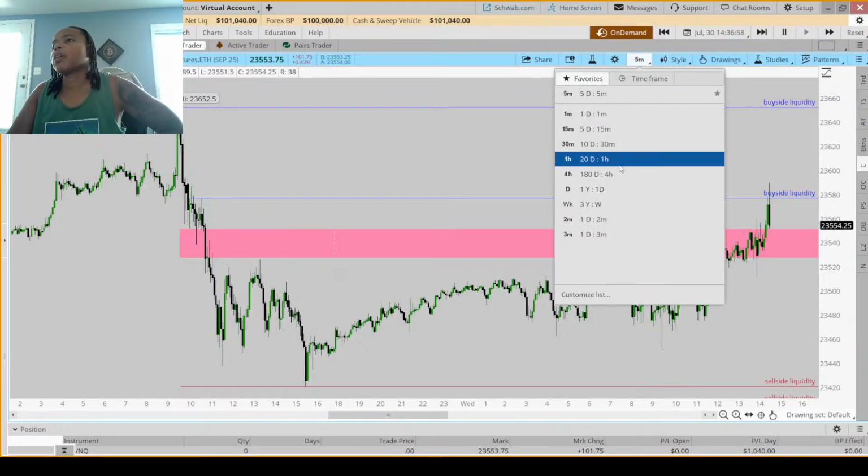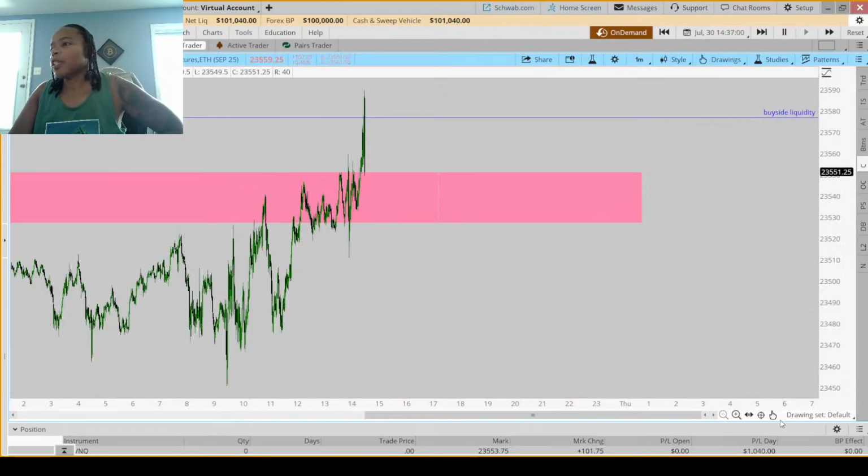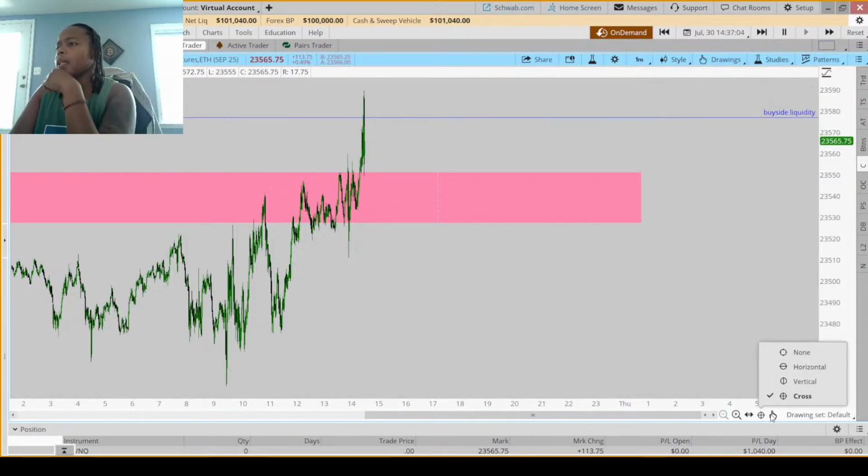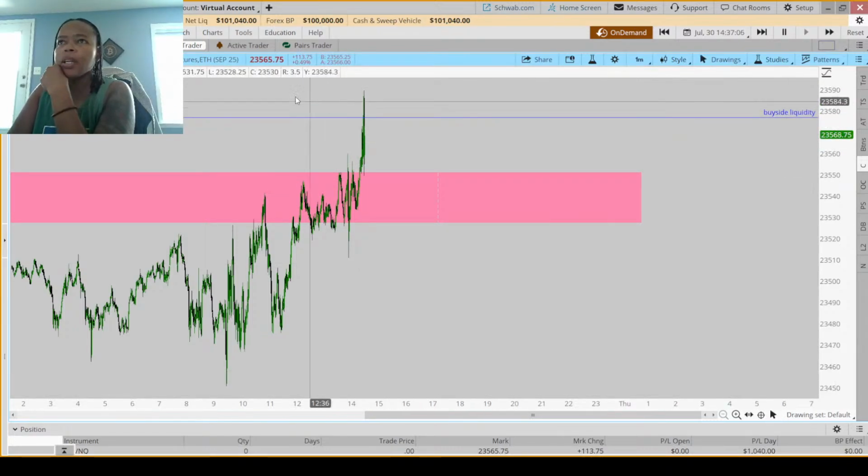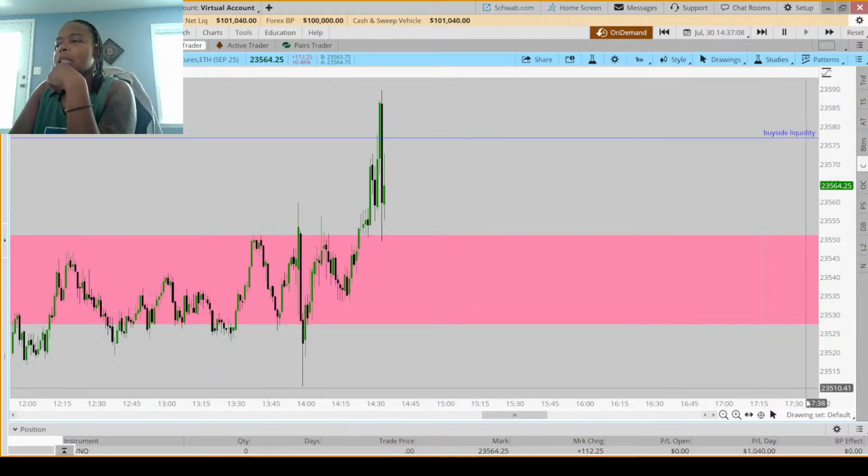I like the 15-minute, but sometimes when I can't see anything else, I need to look elsewhere, at different time frames. So let's look at this. And then this will be it. And then we'll close this backtesting session out for today.